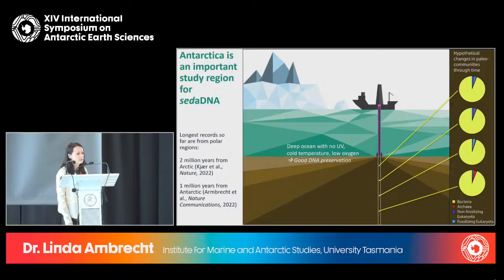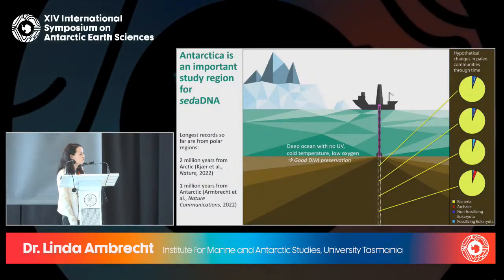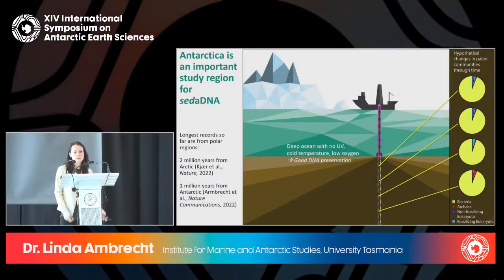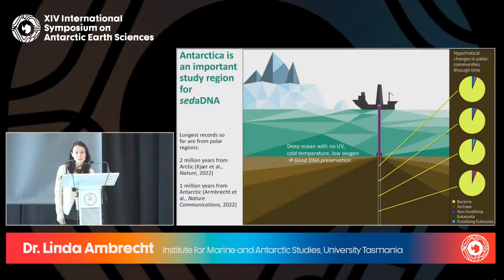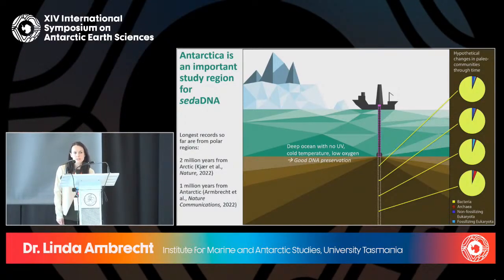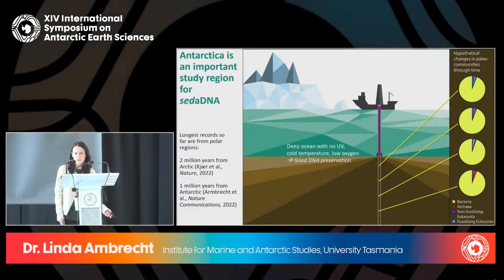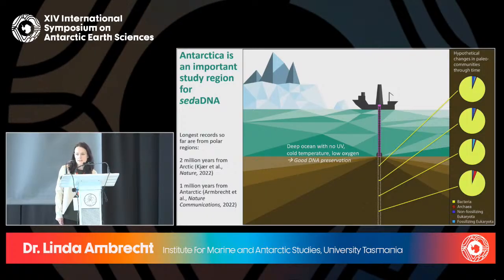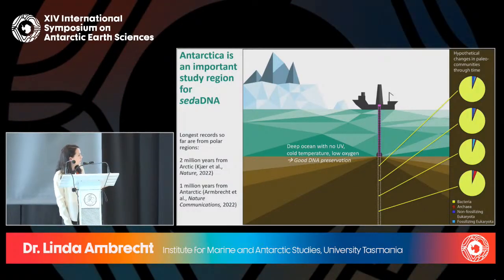When we're looking at the seafloor around Antarctica, it's quite cold all the time. There's no UV irradiation at the seafloor. We have very low oxygen concentrations, and all of those are factors that mean that DNA gets preserved really well. And there's a reason why the oldest records of environmental ancient DNA are from polar regions. We've been working on 1 million-year-old ancient DNA in Antarctica, and the latest record of ancient DNA recovery is DNA that's 2 million years old from the Arctic.